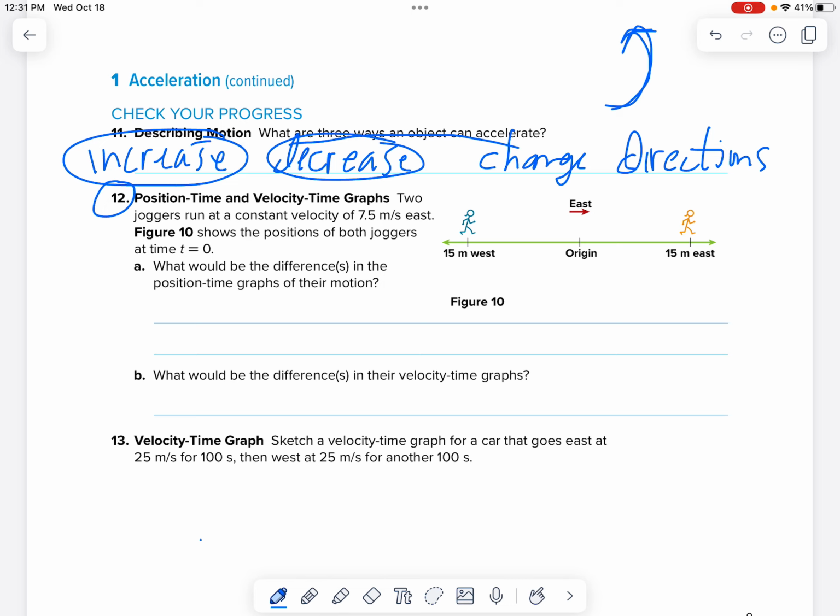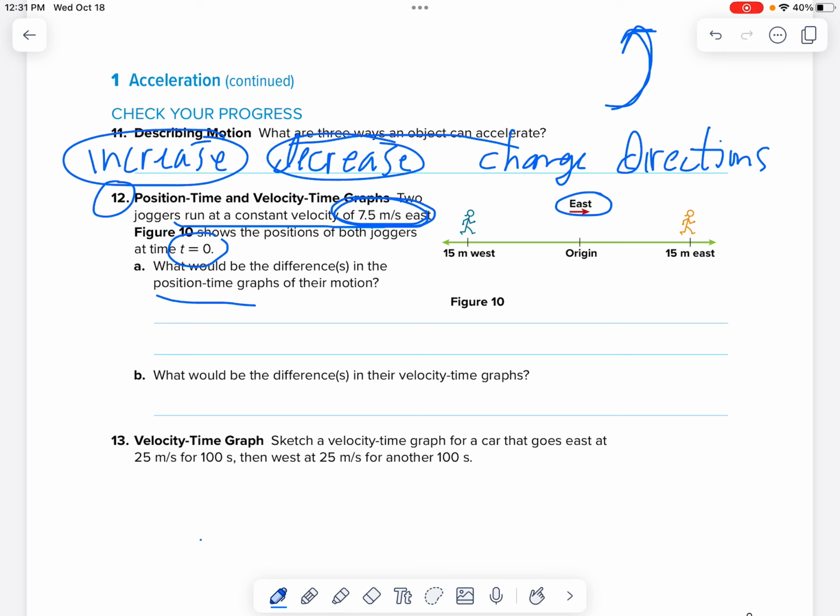Read this carefully. Again, you might want to pause the video, see if you can do it on your own, and then come back and work with me, and we'll check. This says 2 joggers run at a constant velocity. They're both running at the same speed, and they're going in the same direction. They're both going east, so they have the same velocity. Notice that they're starting at different positions. Their positions are at time 0. So it says, what would the differences in the position time graphs look like for their motion?